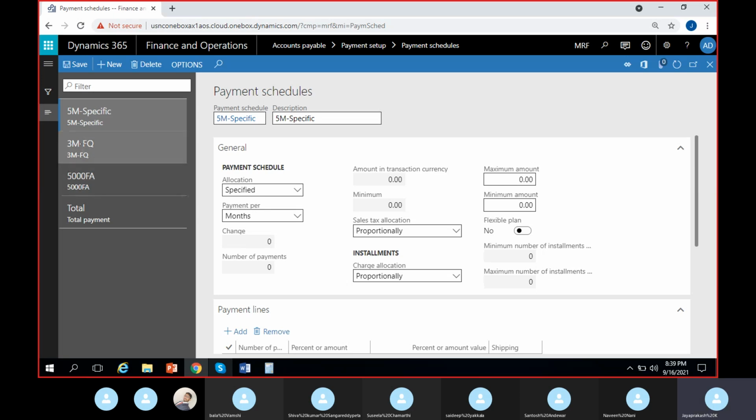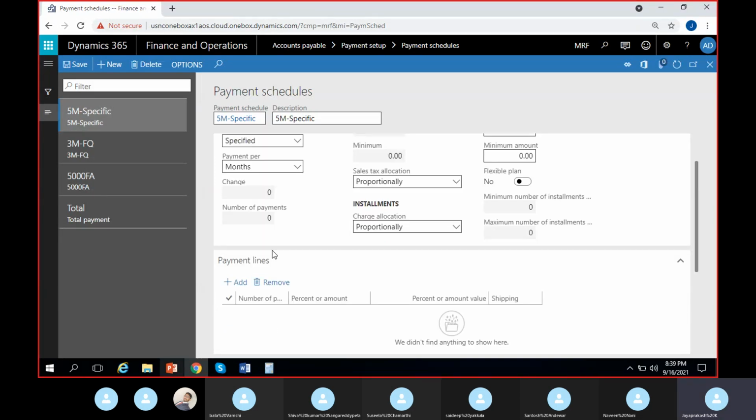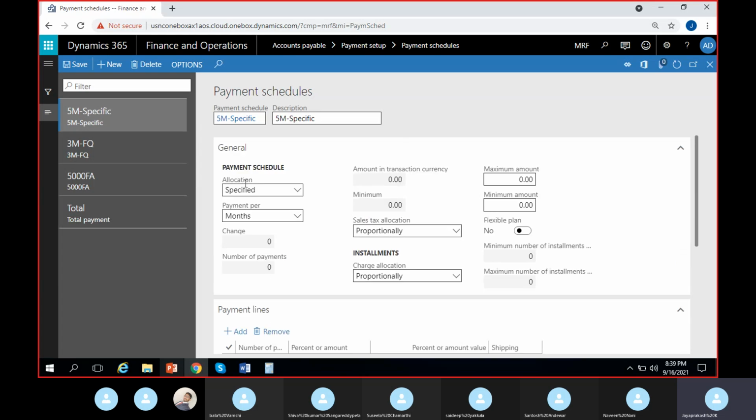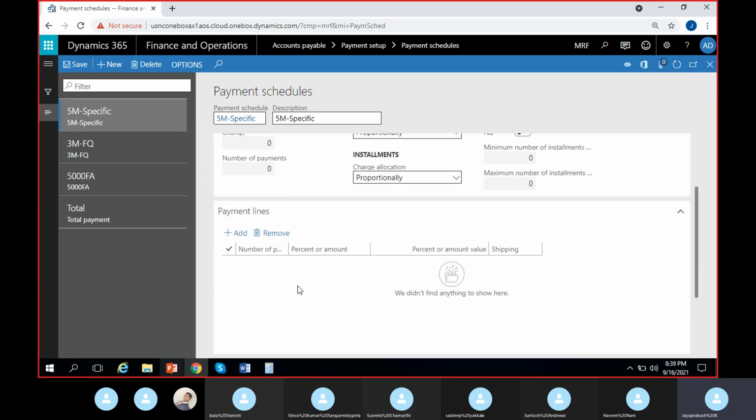In this fixed quantity method, it will divide the amount on the invoice according to the number of periods or number of payment schedules we have. But here you can give your own schedules. I mean, 5 months specific I gave, right? Here this will be enabled only when we have the specified method selected here. So here I can give 5 months.